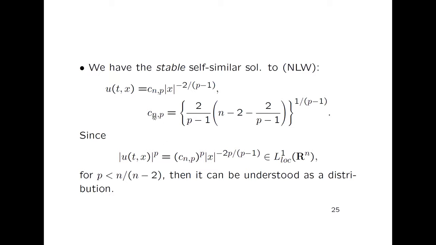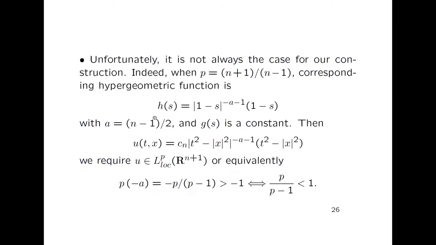So what happened in our solution? Unfortunately, it is not always the case for our construction. For example, let's take p equal to this special number, which coincides with p sub k of Kato's index. Kato's result says that there is no weak global solution when p equals this number. That means the corresponding tentative solution is not a solution. Let's see it anyway.